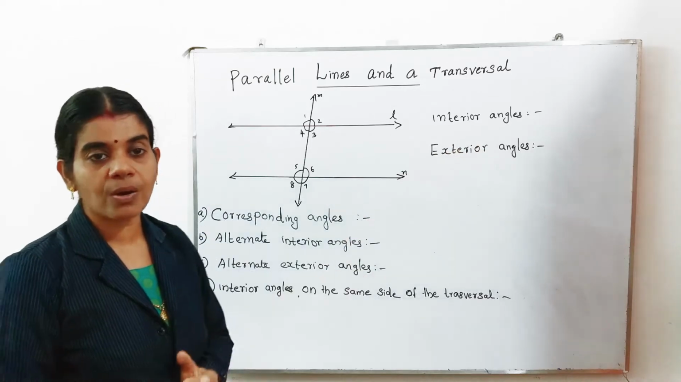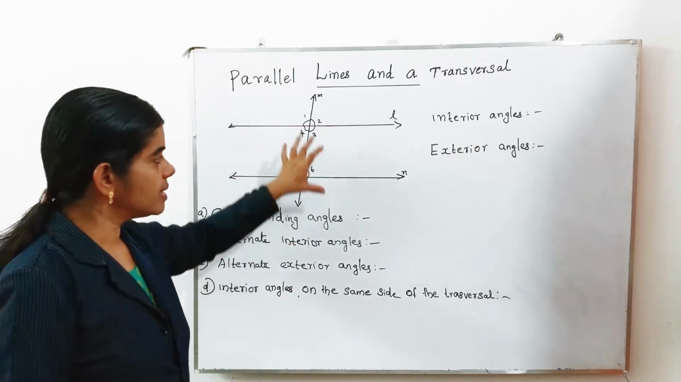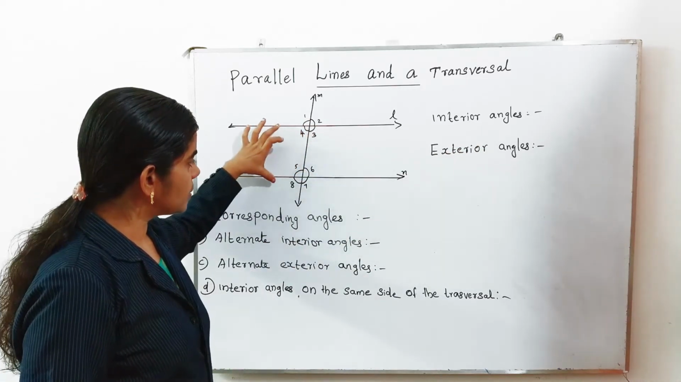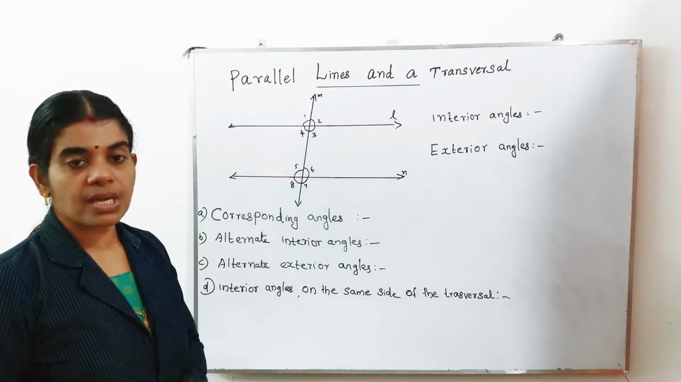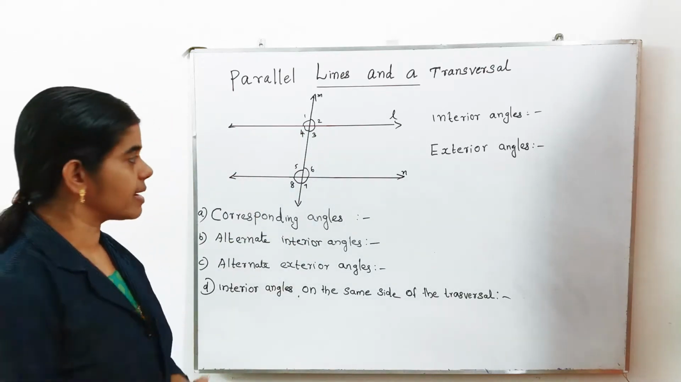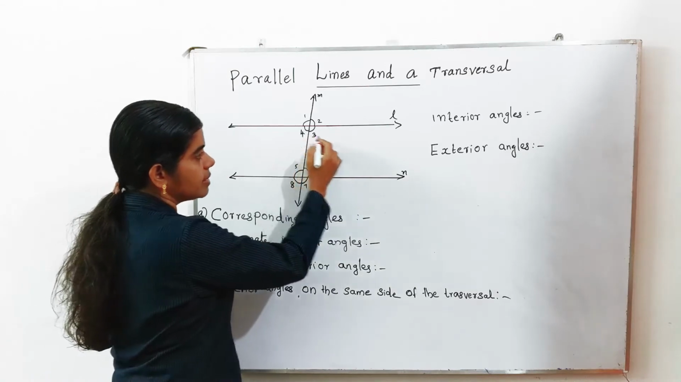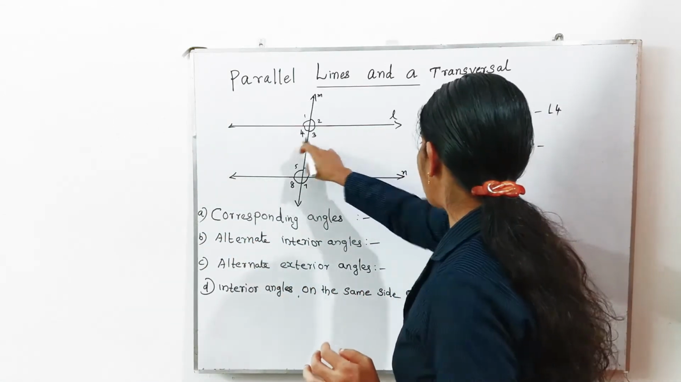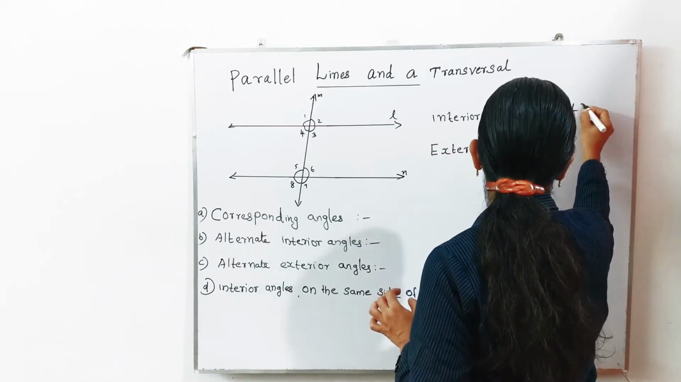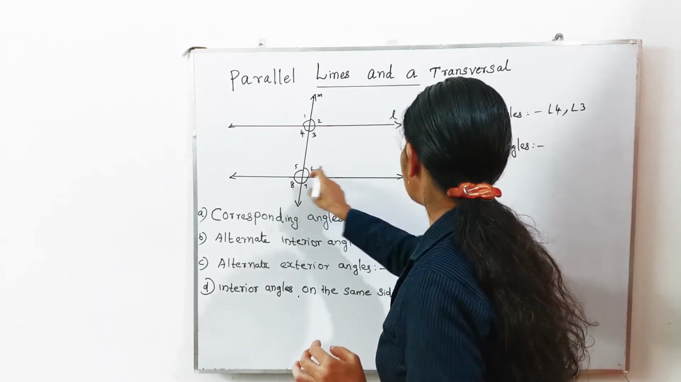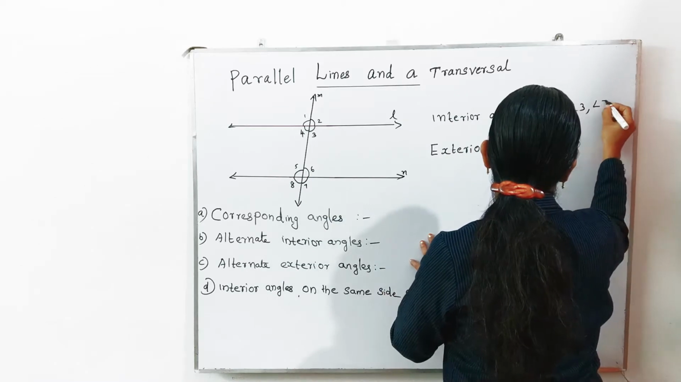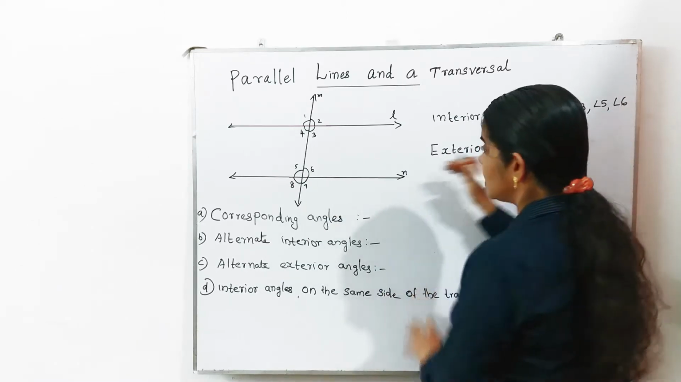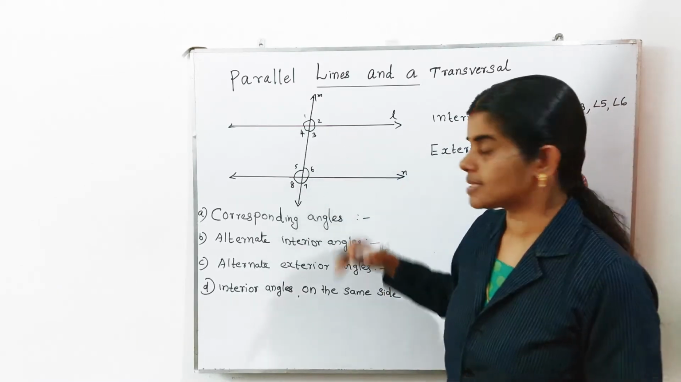Interior angles means, as you already know, inside. Inside these two lines, whichever angles are there, all are known as the interior angles. Which are the interior angles here? Angle 4, angle 3, then angle 5 and angle 6. Angles 3, 4, 5 and 6 are the interior angles.